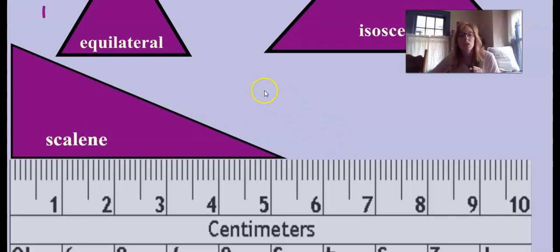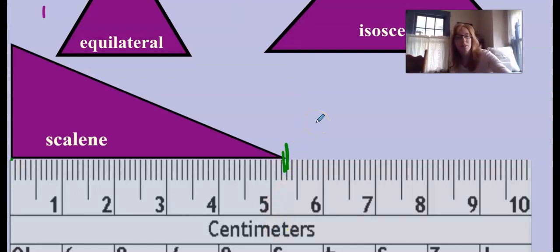All right, so this is our scalene triangle. Remember, scalene means that all 3 sides are different. Okay, so let's measure it. We're going to start right here. You can see right there. There we go, and we're going to go all the way to right there.